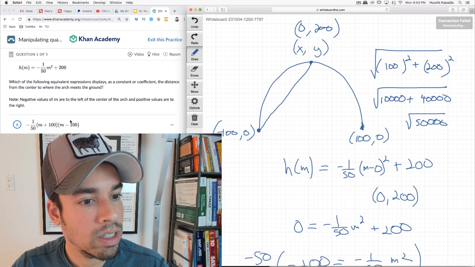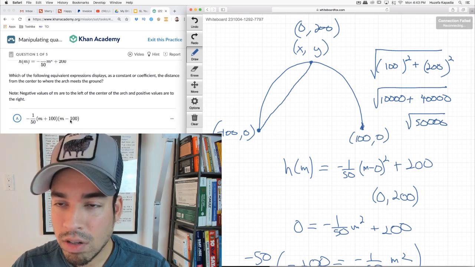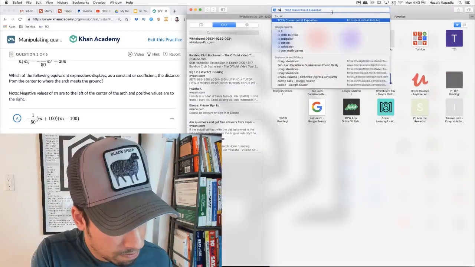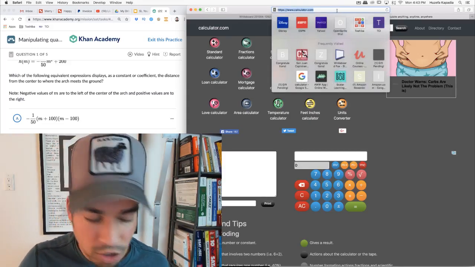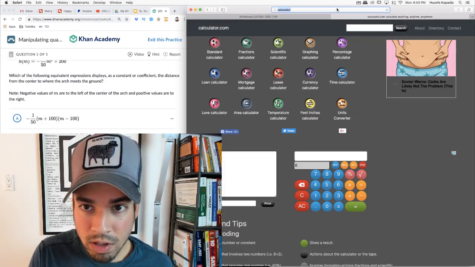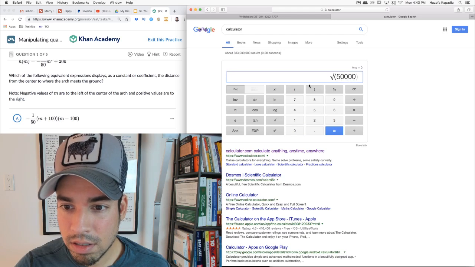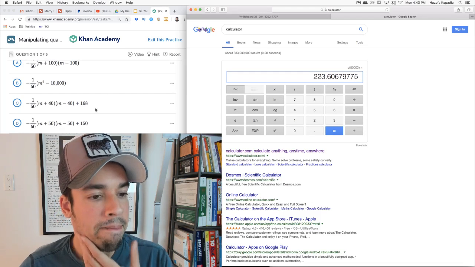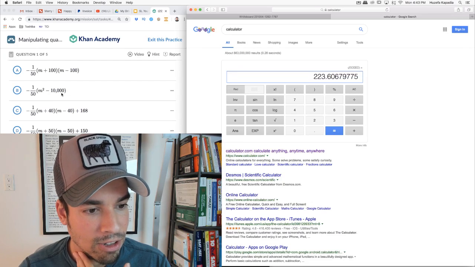Equivalent, which of the following equivalent expressions displays the constant coefficient, the distance? Hold on, let me take the square root of 50,000 and I'll see if I can attack it that way. Calculator. I'm going to tell you why, because I just saw in two of the answers a constant. So perhaps if I see this constant, 223, nope, I don't see it there. Okay, so let's think of another possibility. I see a 10,000, which I did encounter in my calculations.